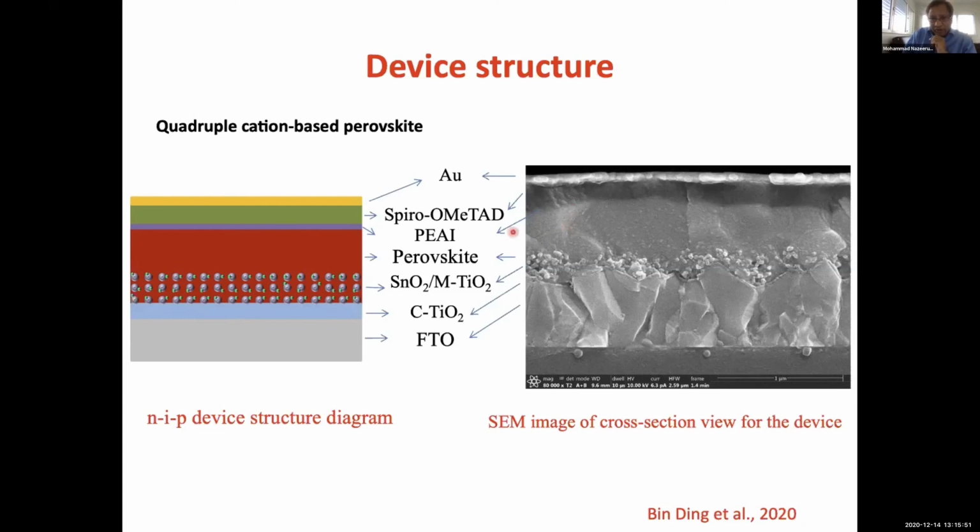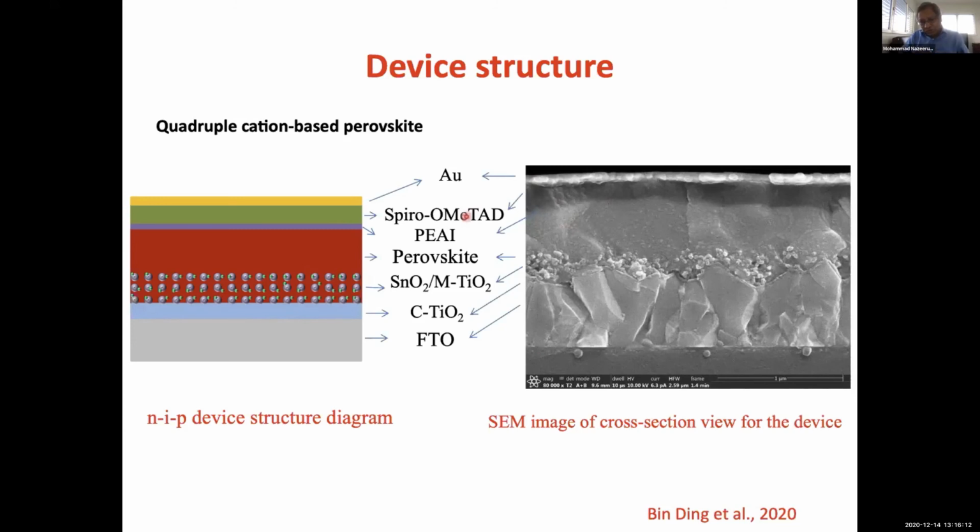And on the top, we have a very thin layer of two-dimensional perovskite. You will see in my presentation what is two-dimensional perovskite and what is three-dimensional perovskite. So we deposit a very thin layer of two-dimensional perovskite, followed by a hole transporting material, which is an organic material, and then the contact. So this is the solar cell configuration.